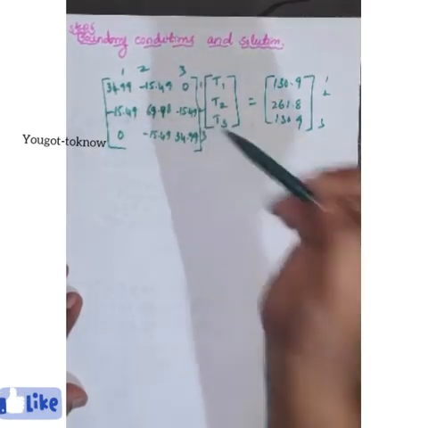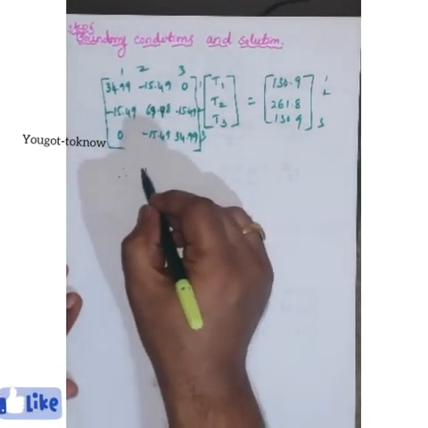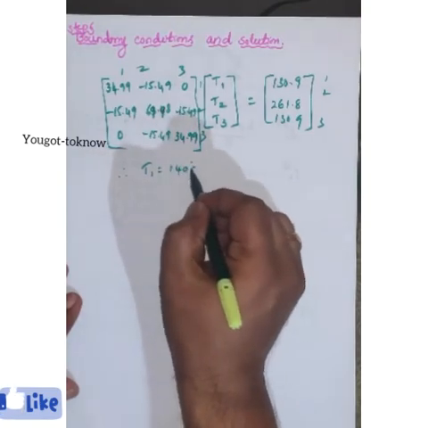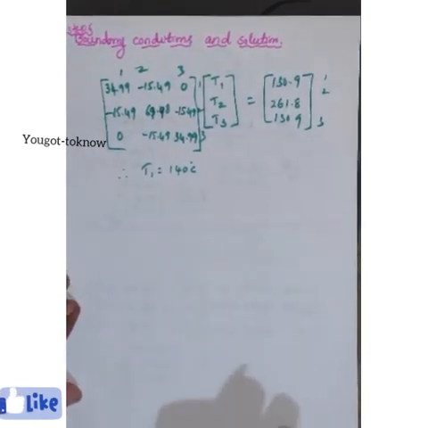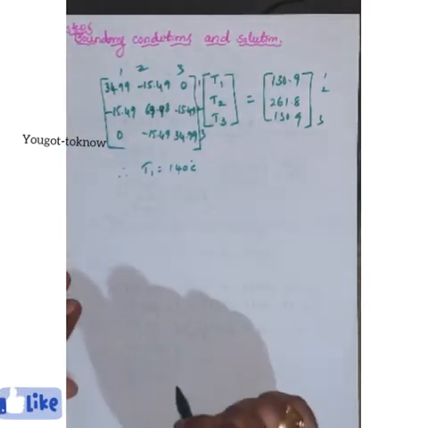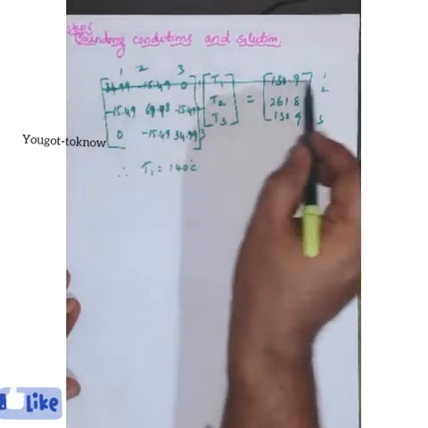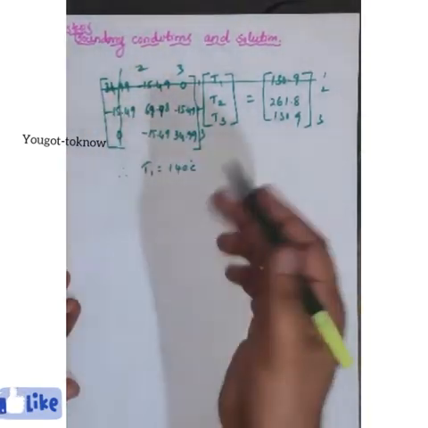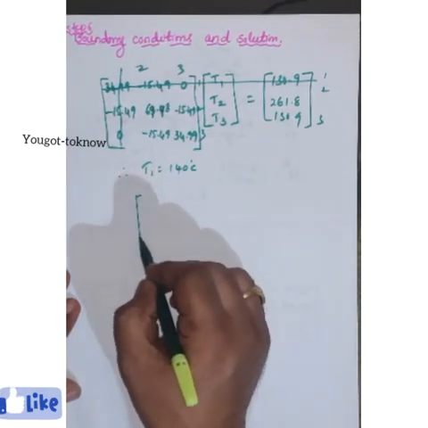Now if you observe here, the given condition is T1 equals 140 degrees Celsius. That is a known thing. So if this is known, you want to eliminate the first row, first column, because T1 is known. Then you have to reduce your matrix. If you reduce your matrix, just observe what happened.